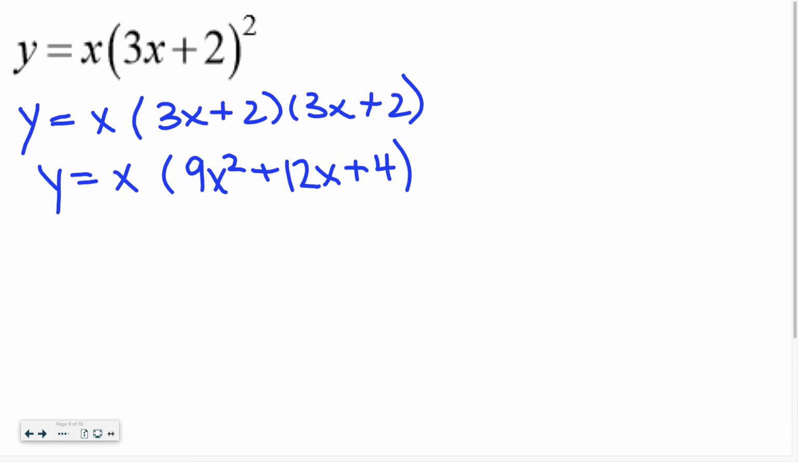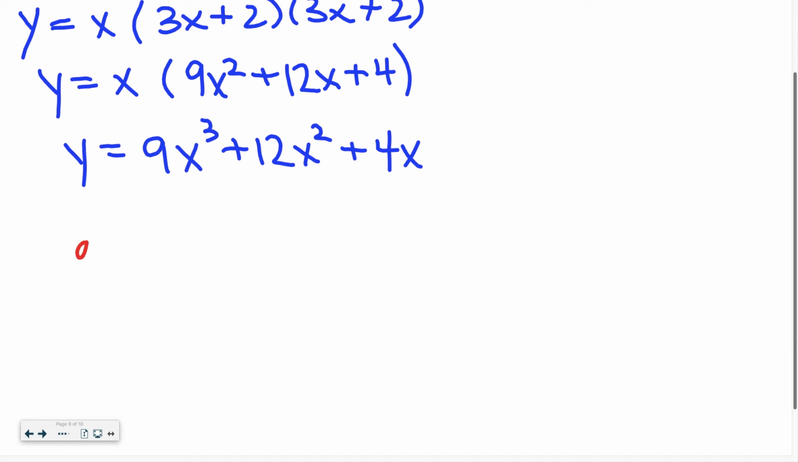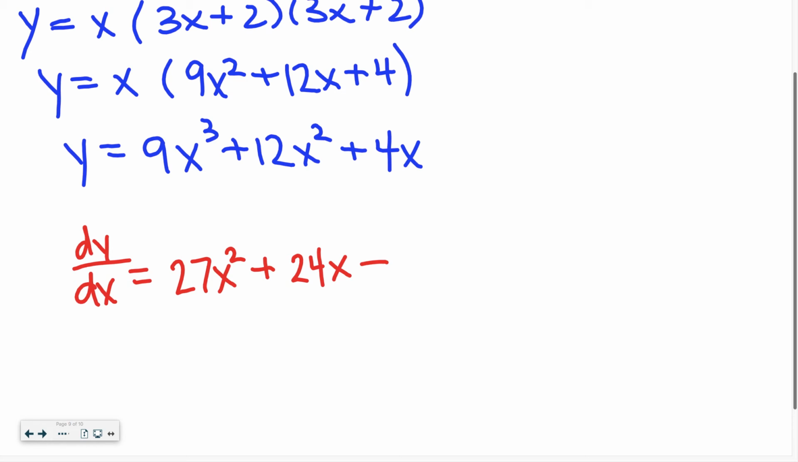Then we have to multiply the x through to get 9x cubed plus 12x squared plus 4x. Some of you might feel annoyed by all that work. Well, next week I'll teach you a different strategy you can use. But now, are we to the point where we can take a derivative? Yes. Now we can say dy/dx is 27x squared plus 24x plus 4.